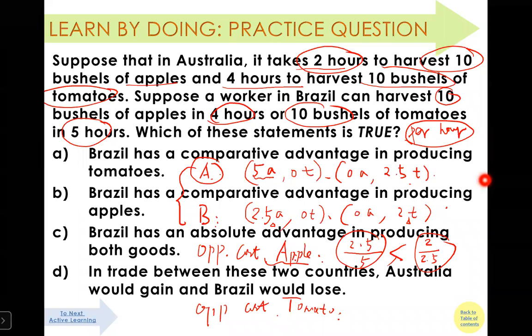Now to confirm why one country can only have comparative advantage in one thing, we can look at the opportunity cost of tomato. Okay, so the opportunity cost of tomato in Australia, so look at tomato, right? They want to produce tomato, 2.5. This is what they want again. Then they give up 5 apples, right? Divided by 5.